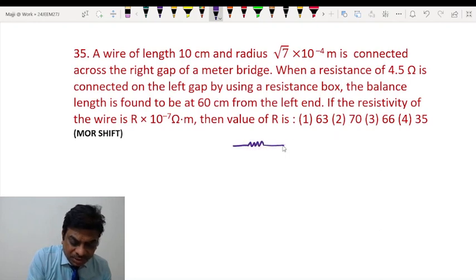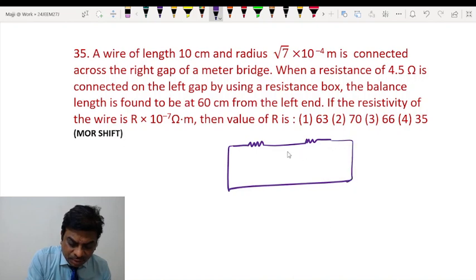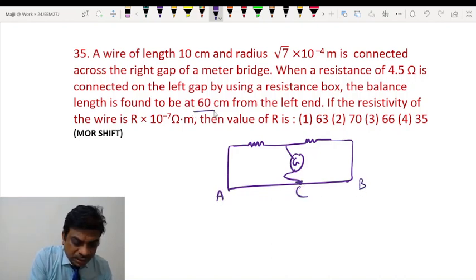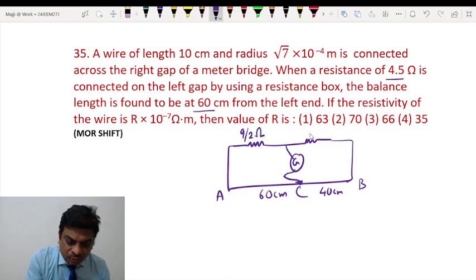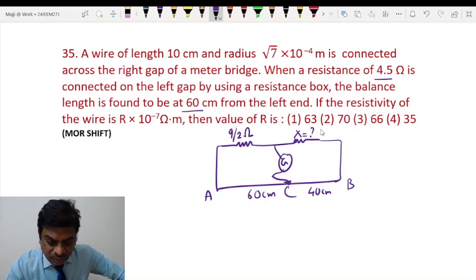Right. Let me draw a rough diagram. So the rough diagram will be something like this. This is the left gap, right gap, and this is the meter bridge wire, and this is the galvanometer, and you have this balancing length. So you can see balancing length is 60 cm. So this has to be 40 cm this side. Right. So when a resistance of this is connected to the left gap, so 4.5 I am writing it as 9 by 2 ohm. Okay, students, and let us say the unknown resistance is X. So we can find X here.